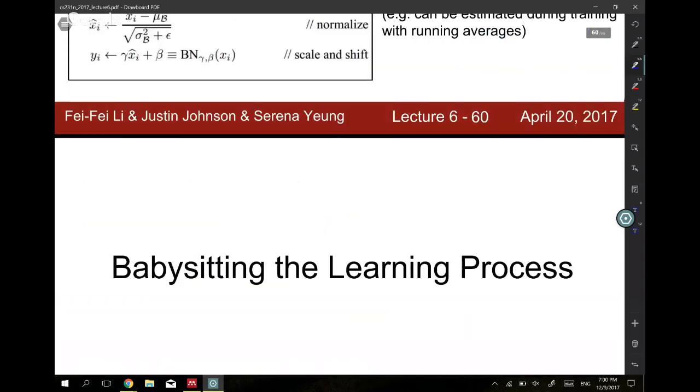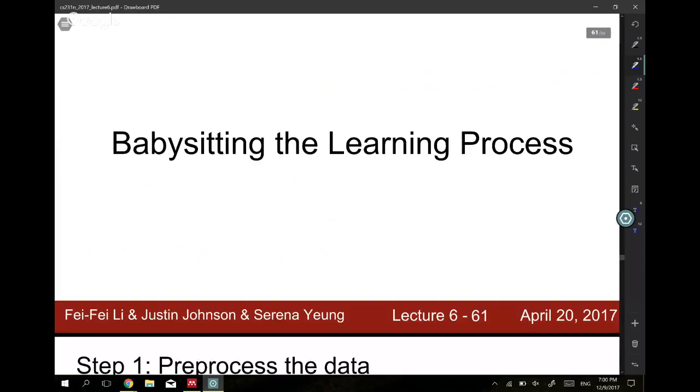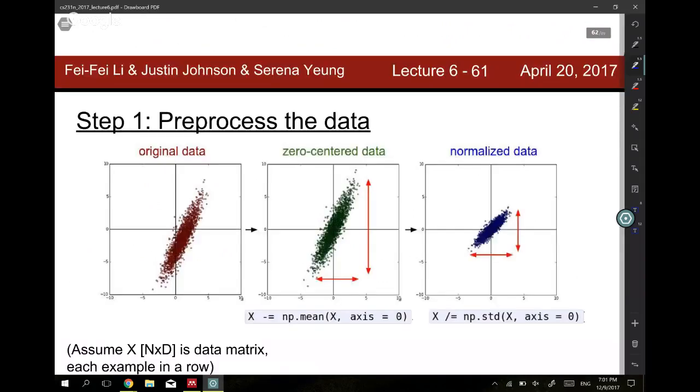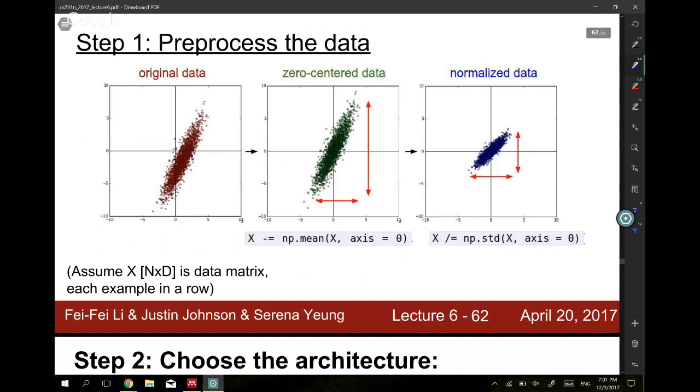Okay, then Jishnu will cover the last part on babysitting the learning process. Yeah, so up to now it's basically setting up the network, and this part you can see as the first steps of when you start training, observing that and fine-tuning a network along the way. To go over what was just covered, the first step is to pre-process the data. That's zero centering by the mean and dividing by the standard deviation.